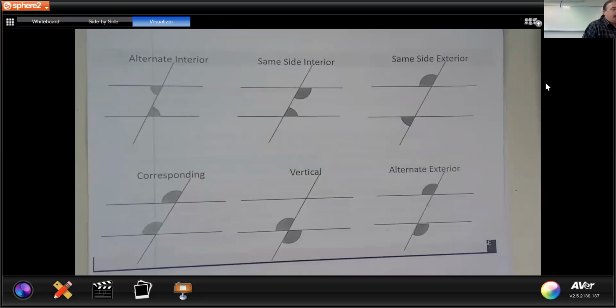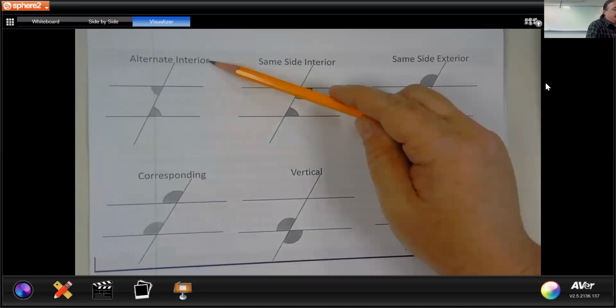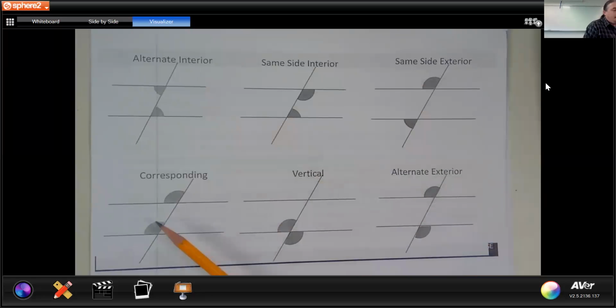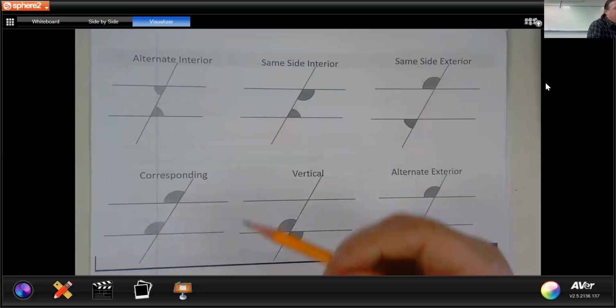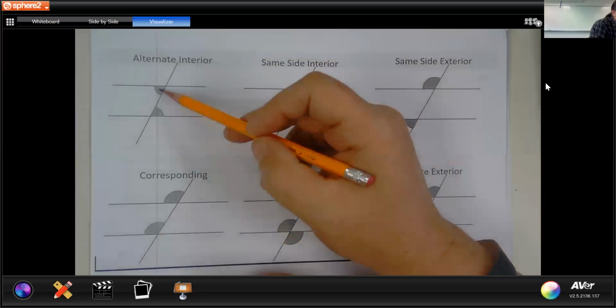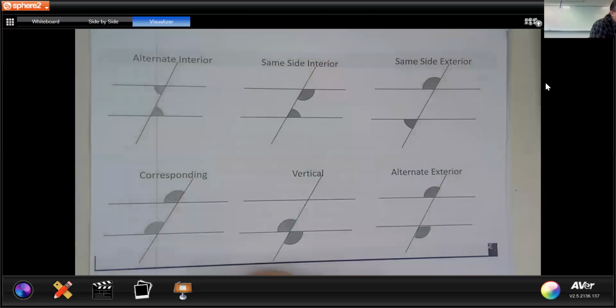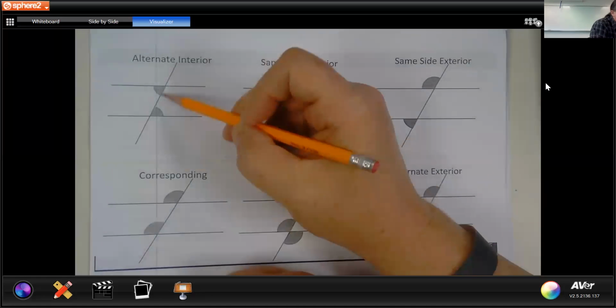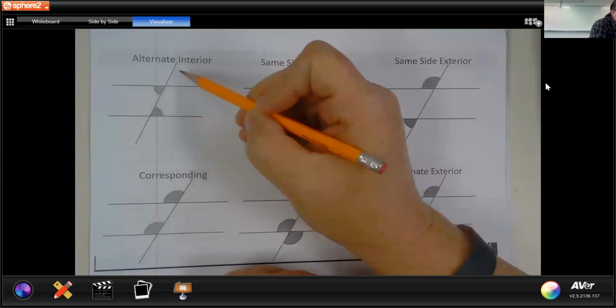But let's start out with our congruent angles. Alternate interior, corresponding, vertical, alternate, and alternate exterior. These are our congruent angles. Let's start out with alternate interior angles. And alternate interior angles, they live inside the parallel lines. They straddle either side of the transversal, which is this line that cuts the parallel lines.